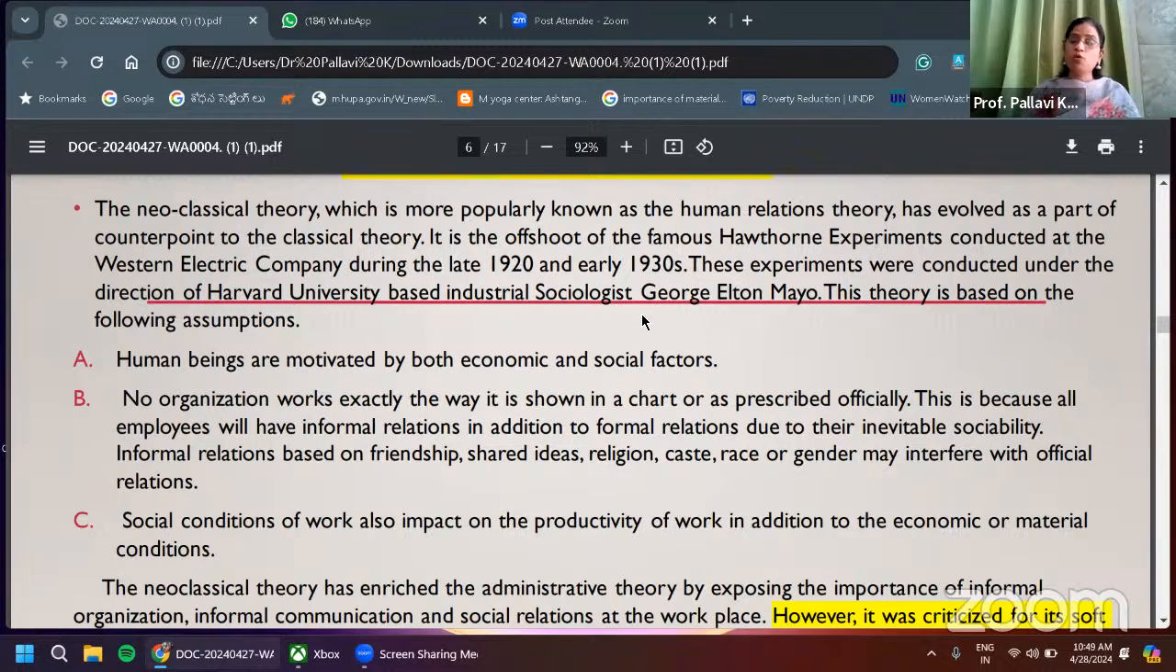Even in the Hawthorne studies, they said that, for example, on a particular day, if you produce some 100 items, some bonus will be given to you, and above that, another bonus will be given. What they expected is that human beings work for money, isn't it? They might work more and more to get more bonus. But to their surprise, they did not get so much outcome. Now, what is the reason? There are different reasons for that.